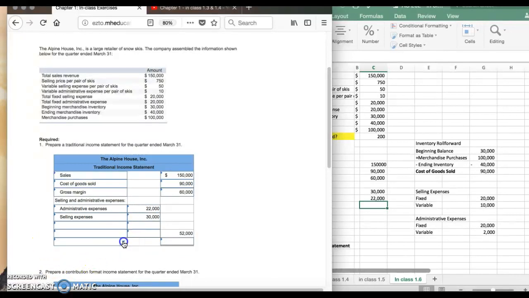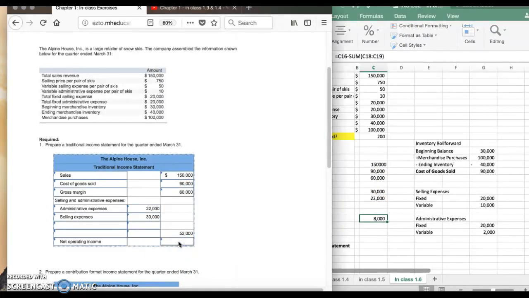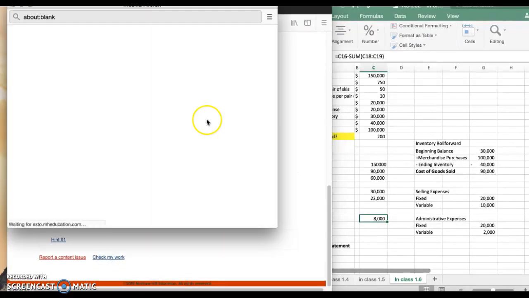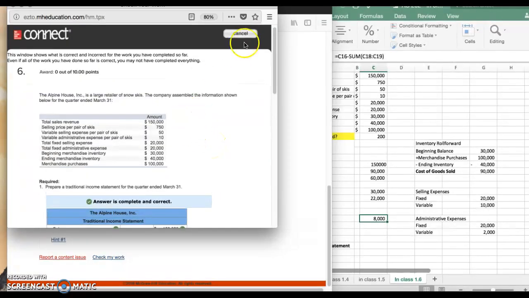So are we going to have net income or net loss? 60,000 less 52,000. We should have net operating income of 8. Just do our formula so we have it. Equals gross margin minus the sum of the expenses. So our net operating income should be $8,000. And what are we going to do? Just so we can check this before moving on, let's check our work. And our answer is complete and correct.